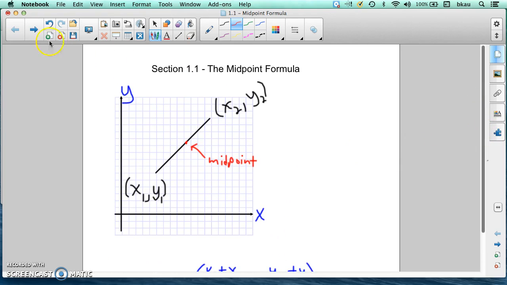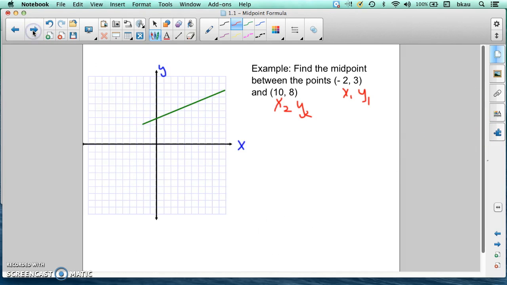So we're going to use the same example as we did on the last thing on the distance formula. So in this example, we're going to find the midpoint between the points -2, 3, and 10, 8. So I've labeled these just as before. We have this green line drawn here. We want to find that midpoint using the formula.